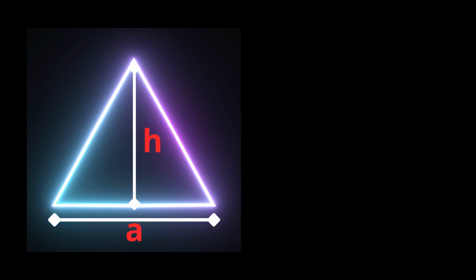The area of a triangle can be calculated using the base and height. If we know the length of the base, A, and the height, h, perpendicular to this base, we use the following formula.